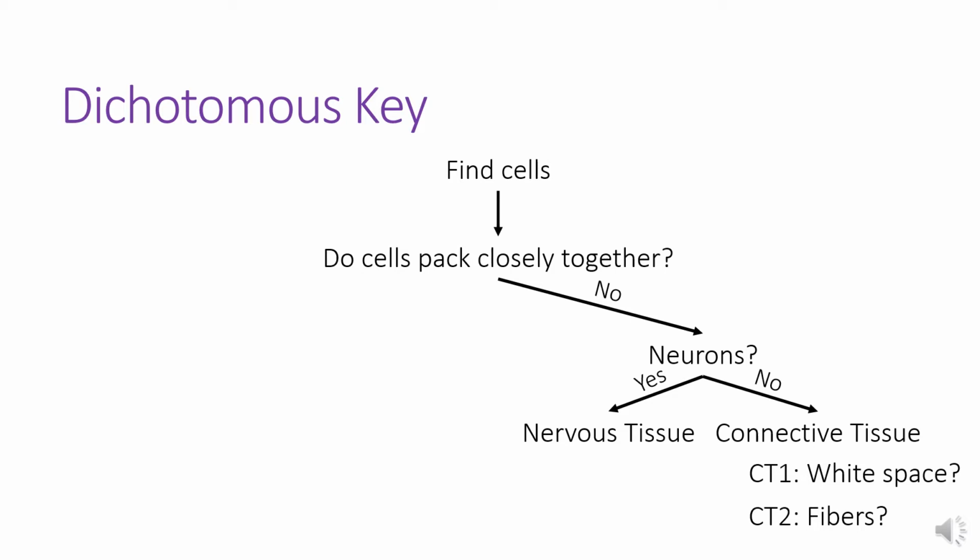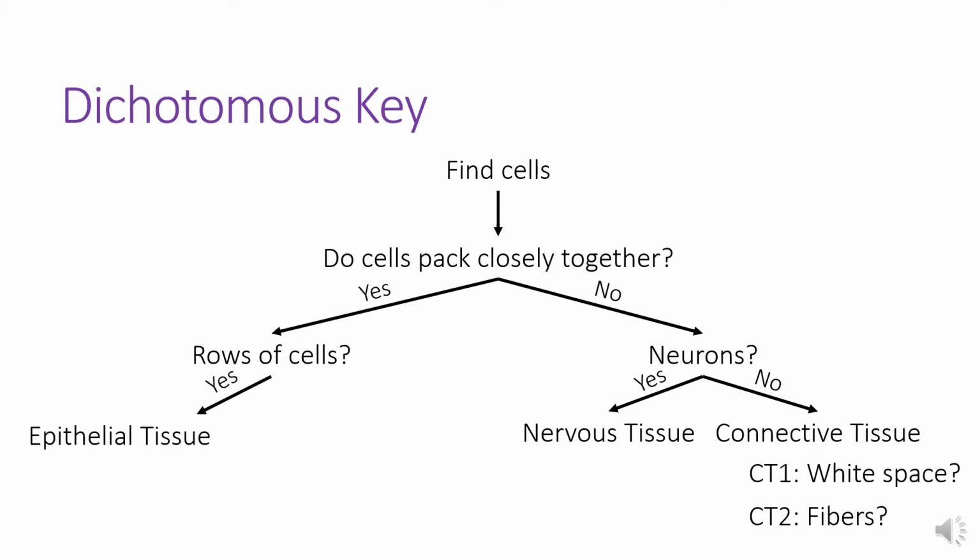If we go back to, do the cells pack closely together, and instead we say, yes, they do, that leads us in a different direction on our decision tree to two other possible categories. So we need some kind of question that helps us tell the difference between them. That question is, do the cells and their nuclei line up in relatively straight rows or lines? If yes, they do, we're probably looking at some kind of epithelial tissue.